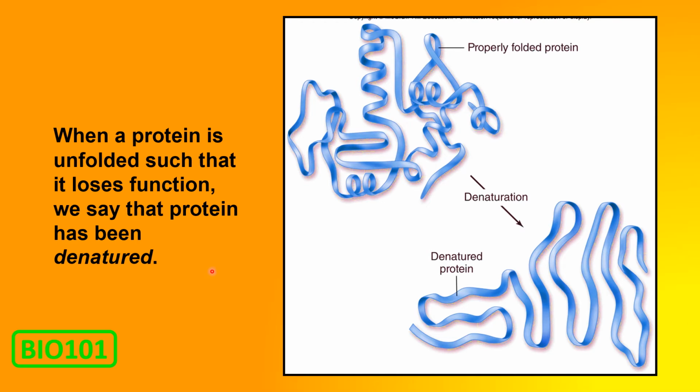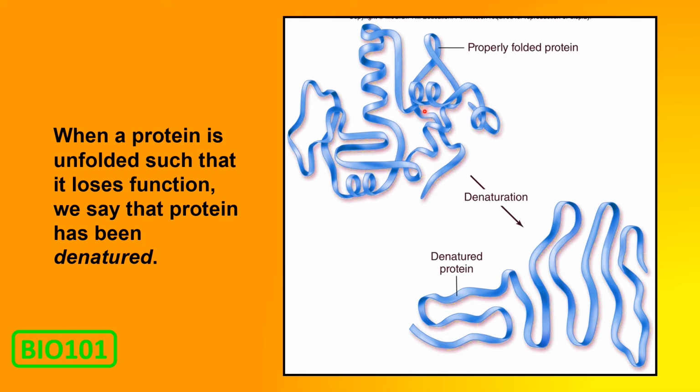So when a protein is unfolded such that it loses function, we say the protein has been denatured. Here we see the properly folded protein, and we denature it through some means, and then it returns to primary structure, just a big long chain of amino acids, which then, by the way, is non-functional. It's denatured. It loses its nature and function, or loses its functional nature. That's denature. And you can do this many ways, as we'll see.